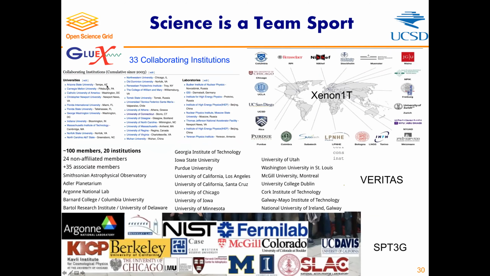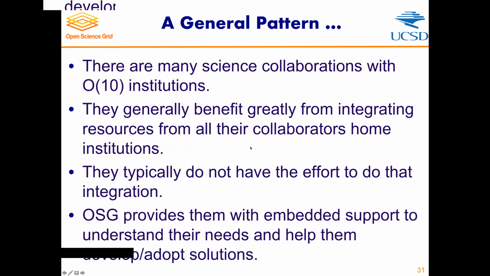And so the common general pattern is there are many science collaborations with order 10 institutions, and you can see on the previous slide, there's 33 here, maybe a dozen here, there's 20 here, and there's maybe a dozen here. And in each case, it is actually kind of an amusing Venn diagram of instruments on institutions.